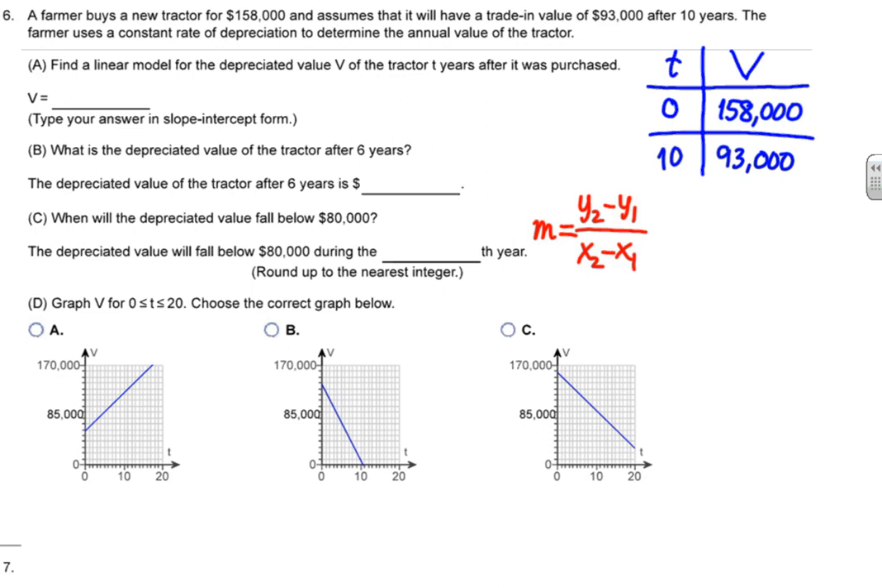Let's remember that this is my X and that's my Y. You want to think of it that way. So in 10 years, when he first initially buys the tractor, he purchased it for $158,000. So the first thing we want to look at is coming up with the slope in something in this form.